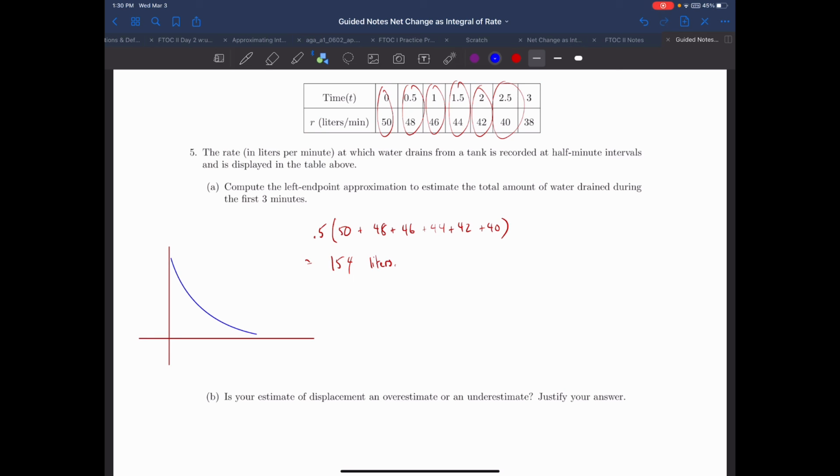And we are using left endpoint rectangles. So if I have left endpoint rectangles, let's do that in a different color, I would have rectangles like this. So they would be over the line. So this would be an overestimate.